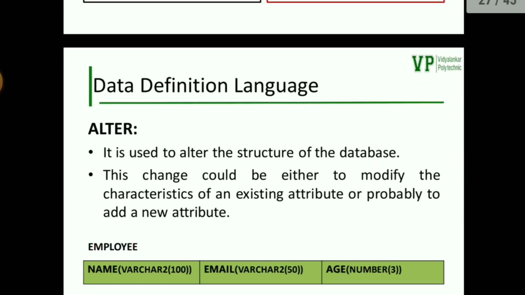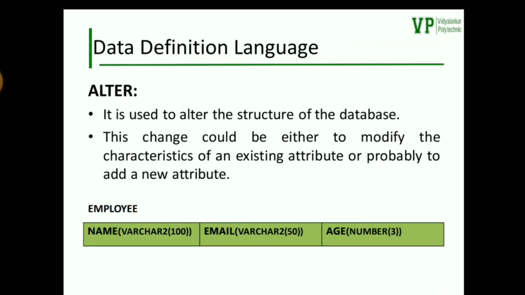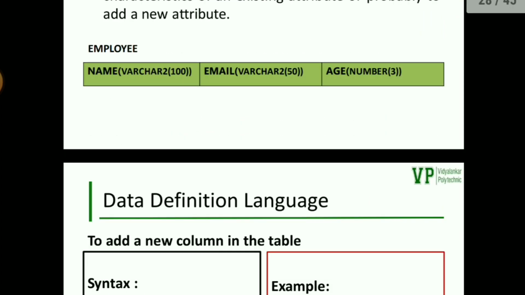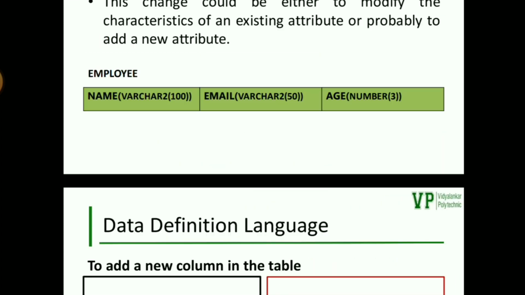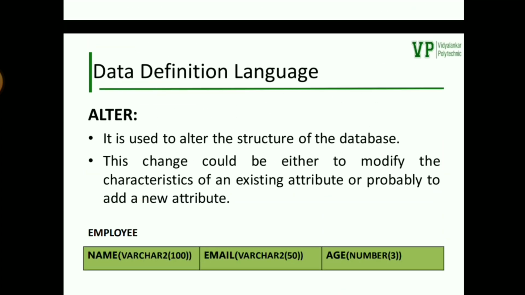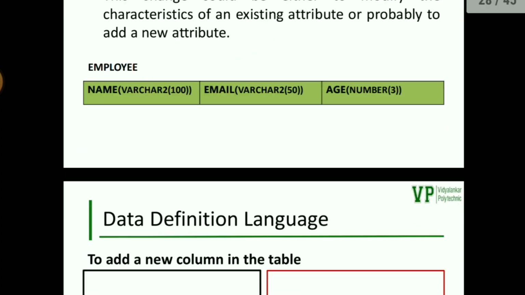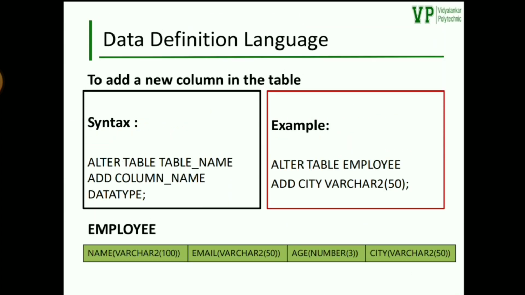Okay. Now we have the alter command. Alter is used to alter the structure of the data. Like if we want to alter something like the name of the column or its data type or anything. This change could be either to modify the characteristics of an existing attribute or probably to add a new attribute. Okay, now here is your example.